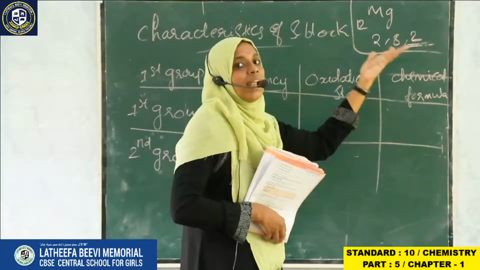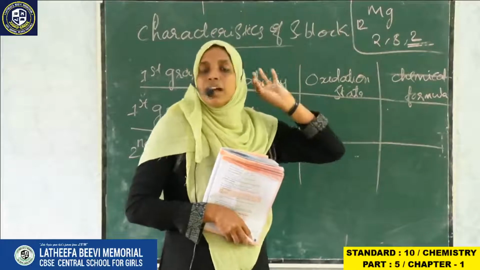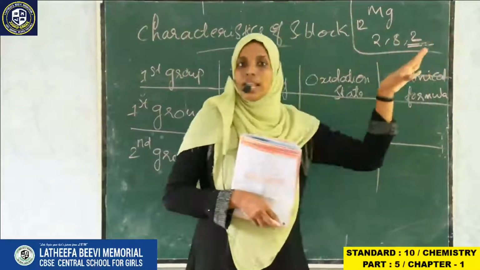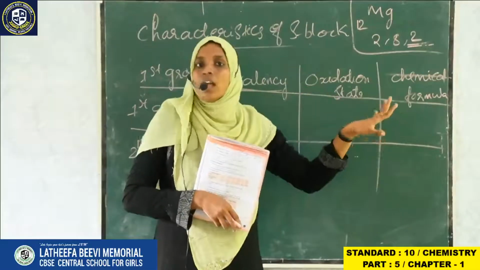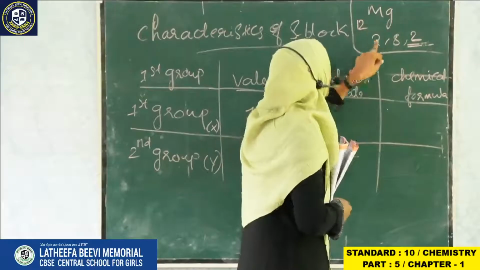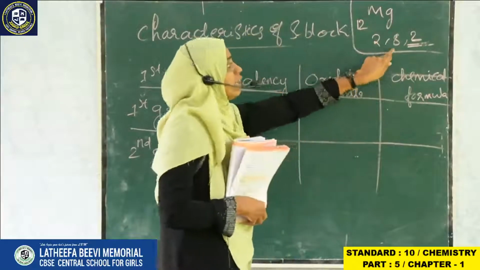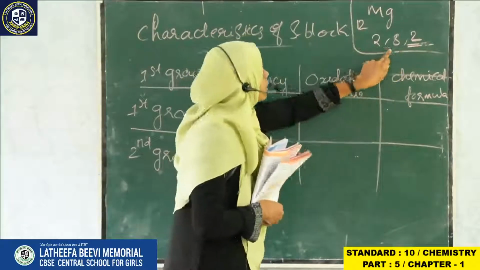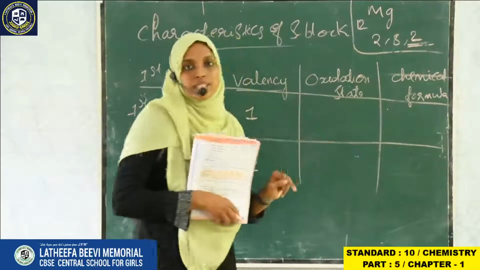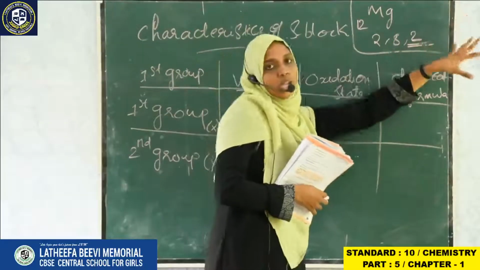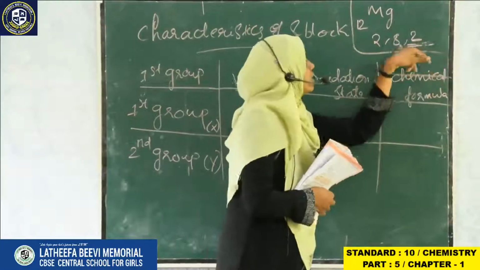For attaining the stability it loses 2 electrons. ഇത് എന്ത് ചെയ്യുന്നു? 2 ഇലക്ട്രോൺസിനെ ലൂസ് ചെയ്യുന്നു. So the electronic configuration of magnesium becomes 2,8, and the magnesium attains stability by accepting the electronic configuration like 2,8. So what is the valency? Valency എന്ന് പറഞ്ഞാൽ എത്ര ഇലക്ട്രോൺസിനെ ഷെയർ ചെയ്യുന്നു എന്നുള്ളതാണ്. Okay, so the valency is 2.